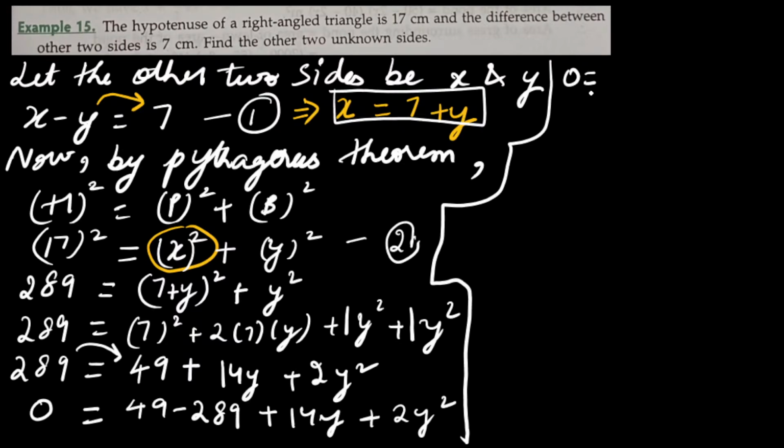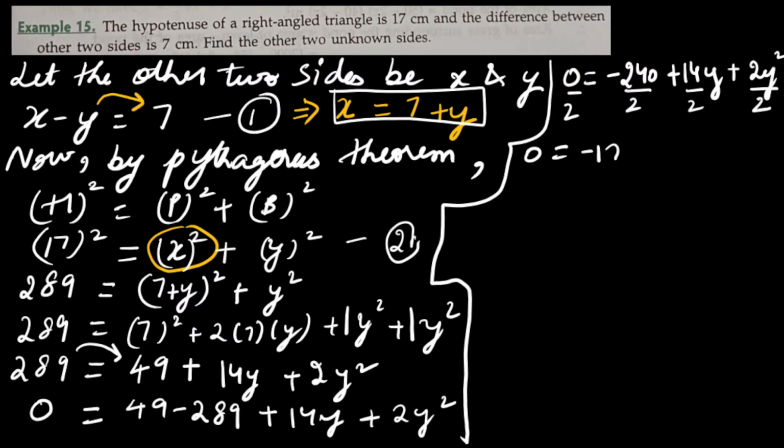So 0 is equal to negative 240, because with the greater number the negative sign is there. Negative 240 plus 14y plus 2y square. Now again we have 2 common, because 2 is present in all three. So 2 is a common factor in the equation. For a common factor, any time you see one, you divide the entire equation by that particular factor only. So 0 divided by 2 is 0.